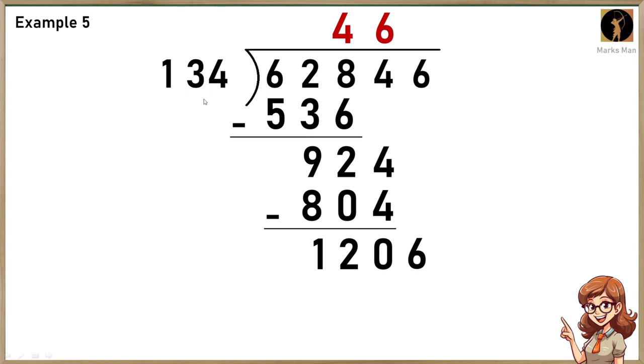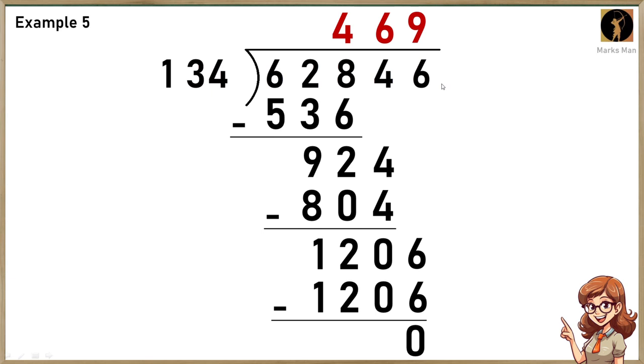Now 1,206 is now bigger than 134. So you can now divide it. So 1,206 divided by 134, that is equal to 9. Next, you need to multiply this number 9 to your divisor. So 9 times 134, that is equal to 1,206. And then, you need to subtract this 1,206. Since these two numbers are the same, the difference is automatically 0.